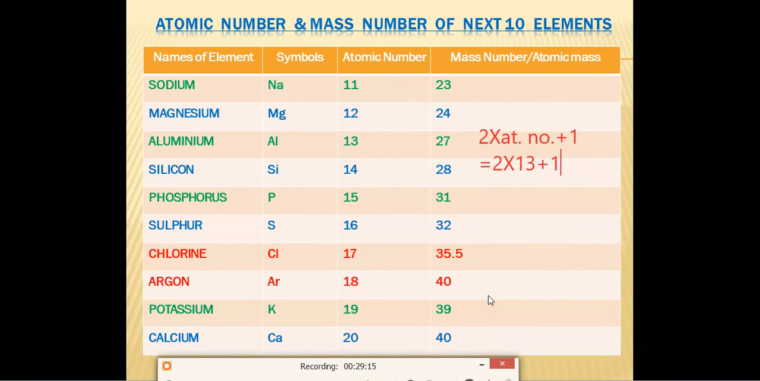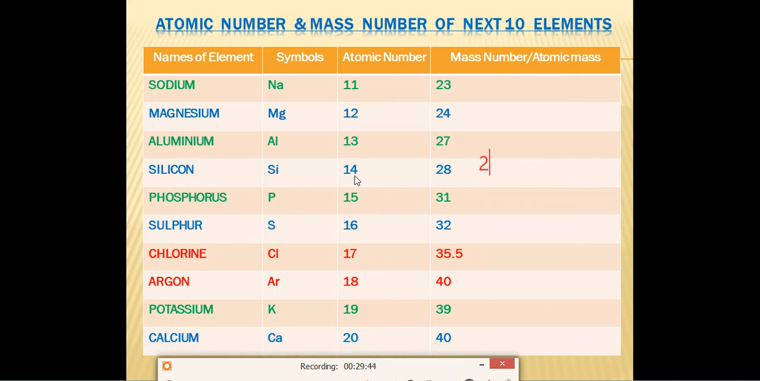Like this you can calculate for silicon also. Silicon has atomic number 14. 14 is our even atomic number. Which formula will we use? 2 into atomic number, which is 2 into 14. So the atomic mass will be equal to 28. Like this you can calculate the atomic mass of all the elements.